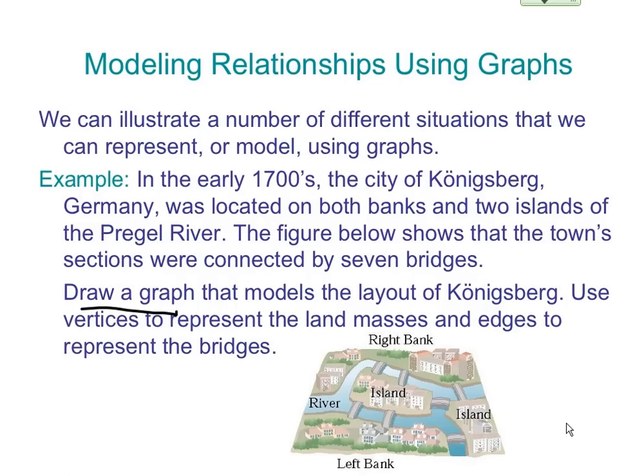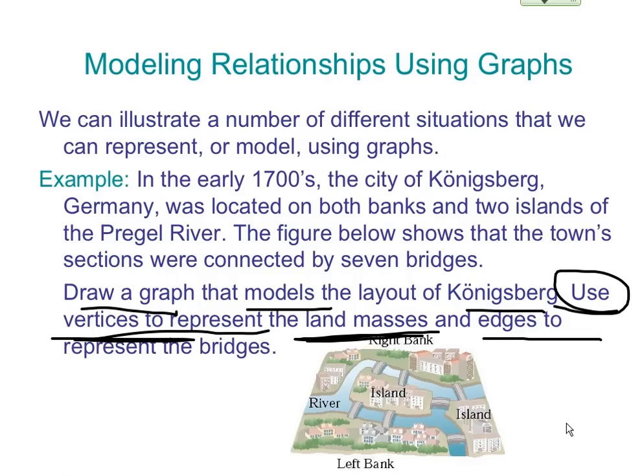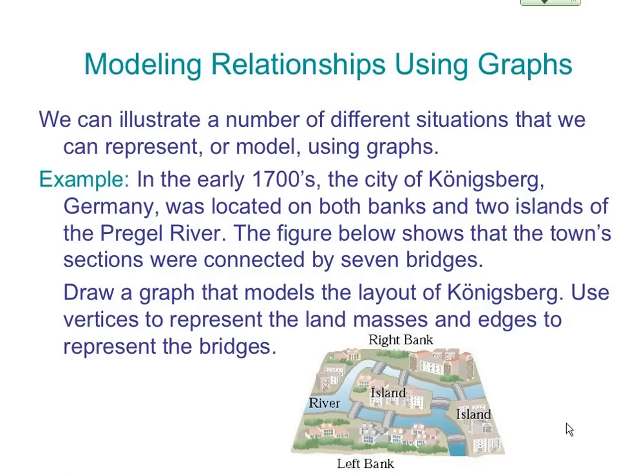Draw a graph that models the layout of Königsberg. Use vertices to represent the land masses and edges to represent the bridges. Okay, so we have a land mass called the right bank. We have a land mass called island right here. We have another island right here. And we have the left bank.